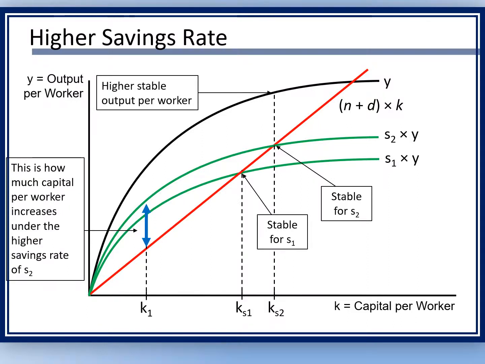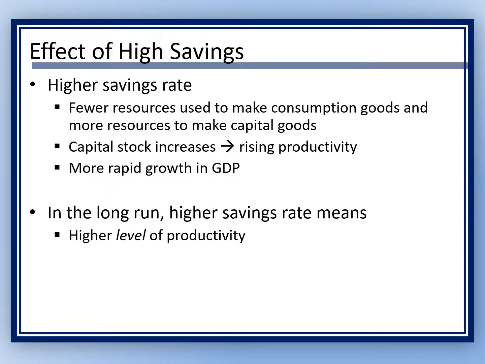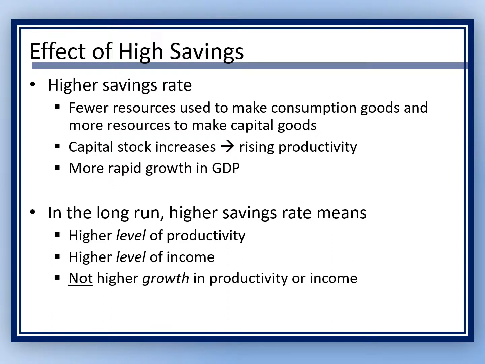right? So in this case, because each worker has more capital, that also means that they have a higher stable output, right? So higher savings rate, more rapid growth in GDP. So in the long run, a higher savings rate means a higher level of productivity, right? So you can see that the stable point moves towards the right. Higher level of income, that's given by the black line, but it's not high growth, right? In the end, once your savings rate cancels out with the population growth and depreciation, what you have is that your economy grows at the rate of population growth.